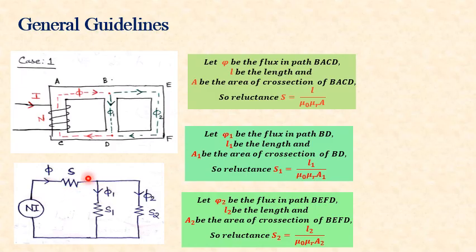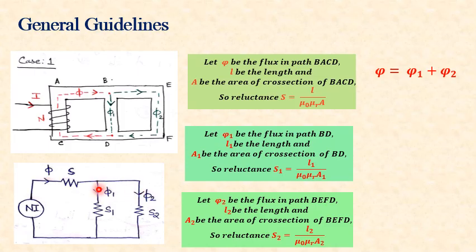Then this flux phi is splitting into two paths. One is phi 1, which will travel through the path having reluctance S1, and the second is phi 2, which travels through the path having the reluctance S2. So from this figure, it is clear that the total flux phi is equal to phi 1 plus phi 2. So that is the first equation.